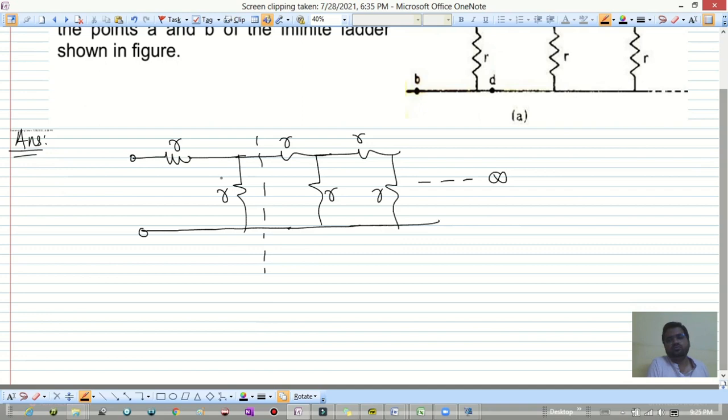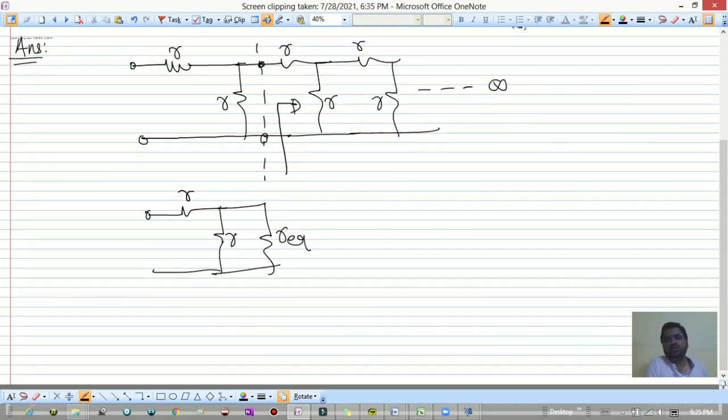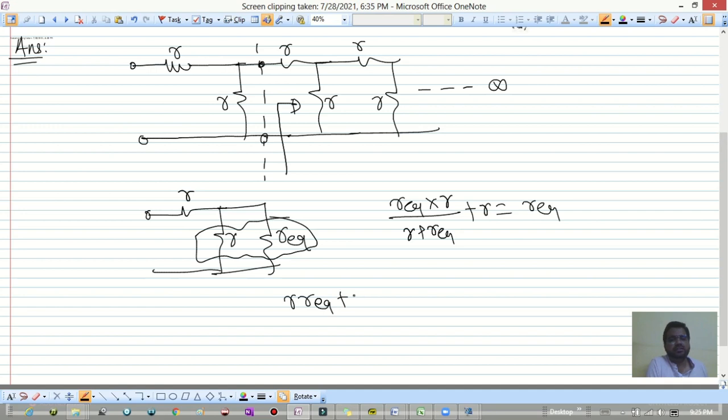So if I see the equivalent resistance between these 2 points, it will still be the same, right? So we have, this is R, this is R, and this one is the R equivalent. Okay, so if you take the parallel combination of these two, you will get R equivalent into R divided by R plus R equivalent, plus R must be equal to R equivalent. So if you solve this now, R into R equivalent plus R squared plus R into R equivalent is equal to R equivalent plus R equivalent squared.